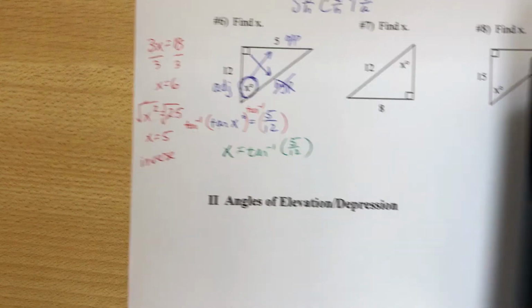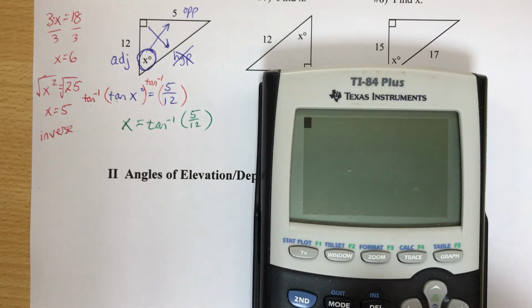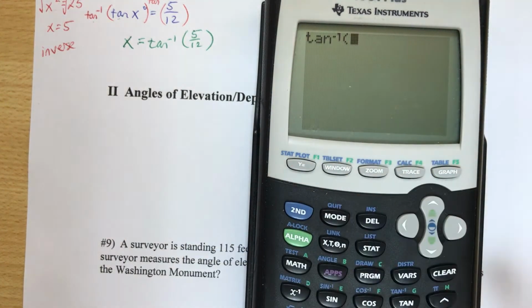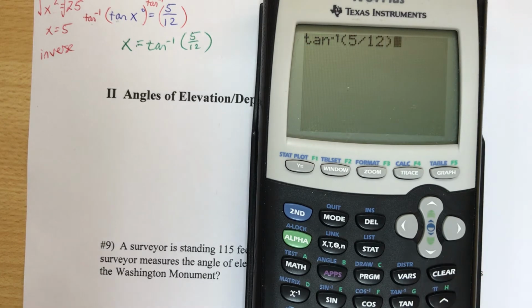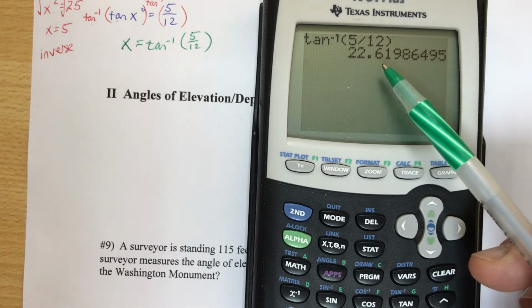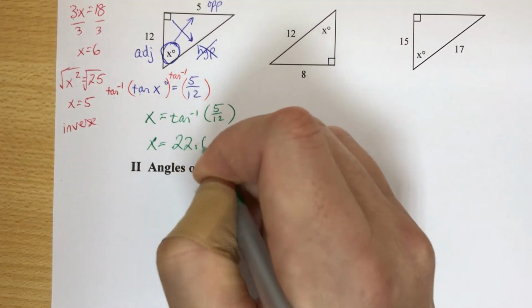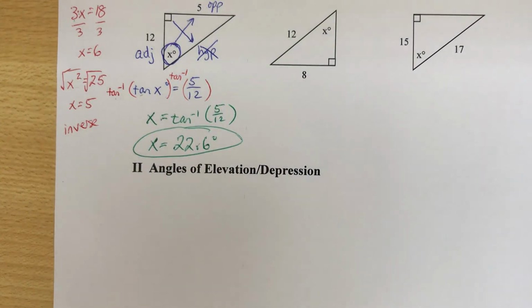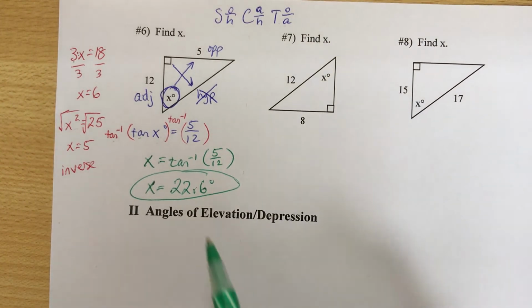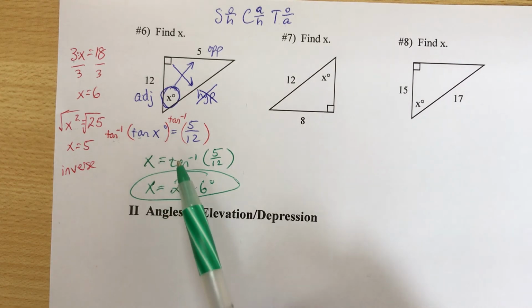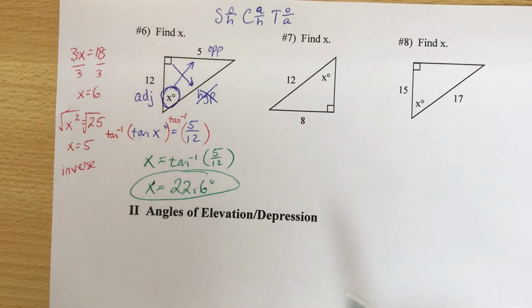And now it's a calculator problem. So I'm going to type second tan. That's how I get the blue here, I go second tangent, inverse tangent, 5 divided by 12. And that's 22.6. And the 22.6, don't forget, this is an angle measure. X is an angle measure, so it's 22.6 degrees. That's it. You're done. So this is actually the quickest one to solve because if your variable is the angle, you're always going to take the inverse tangent or sine or cosine of whatever your fraction is.